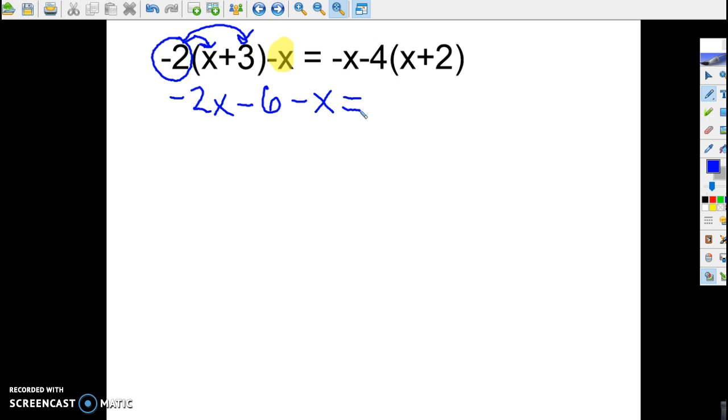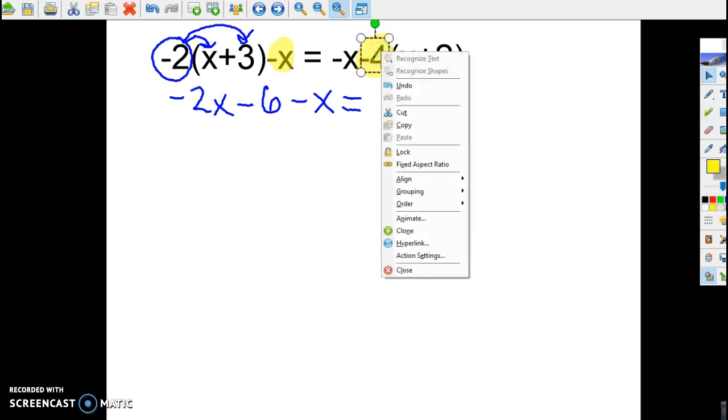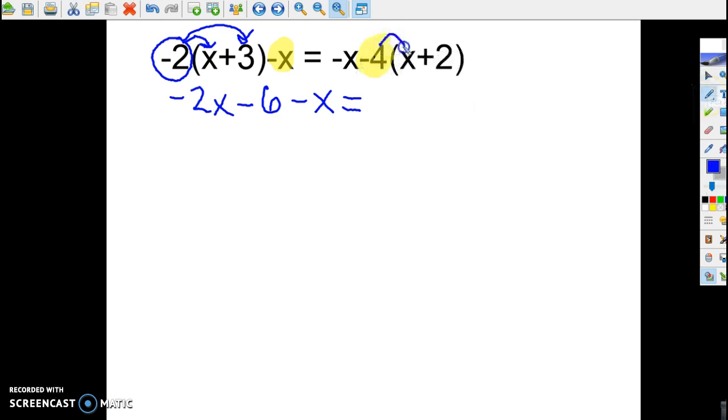We also have to do that to the other side. So what you'll notice here is what is directly in front of the parentheses is negative 4. So we have to multiply everything inside the parentheses by negative 4. So that gives us a negative 4x. And negative 4 times positive 2 gives me minus 8. The minus x wasn't used, so don't forget to drop that down. Now again, we still can't solve our equation yet because we have things on both sides of the equal sign that we can simplify.